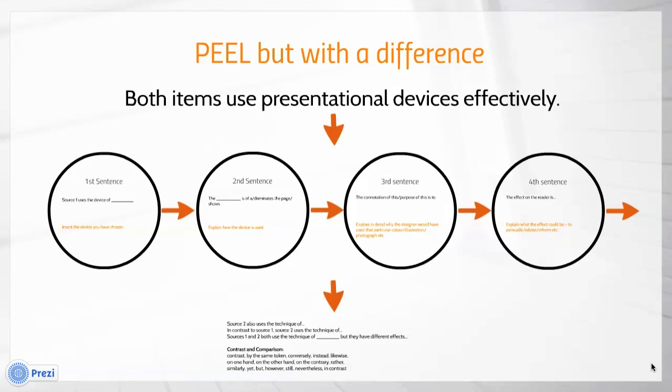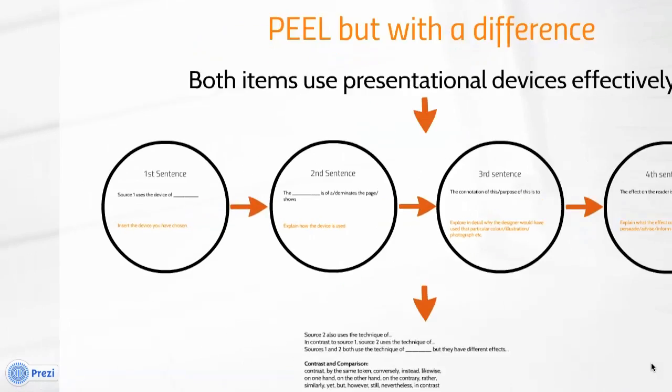So if we look at this paragraph structure in a little bit more detail, I would always start your answer off with the phrase, both items use presentational devices effectively. And the reason I would do that is because immediately you're telling the examiner that you know that you've got to compare those two sources using words of comparison, like in contrast to or similarly. So the word both is a word of comparison, so I would always start my answer like that.